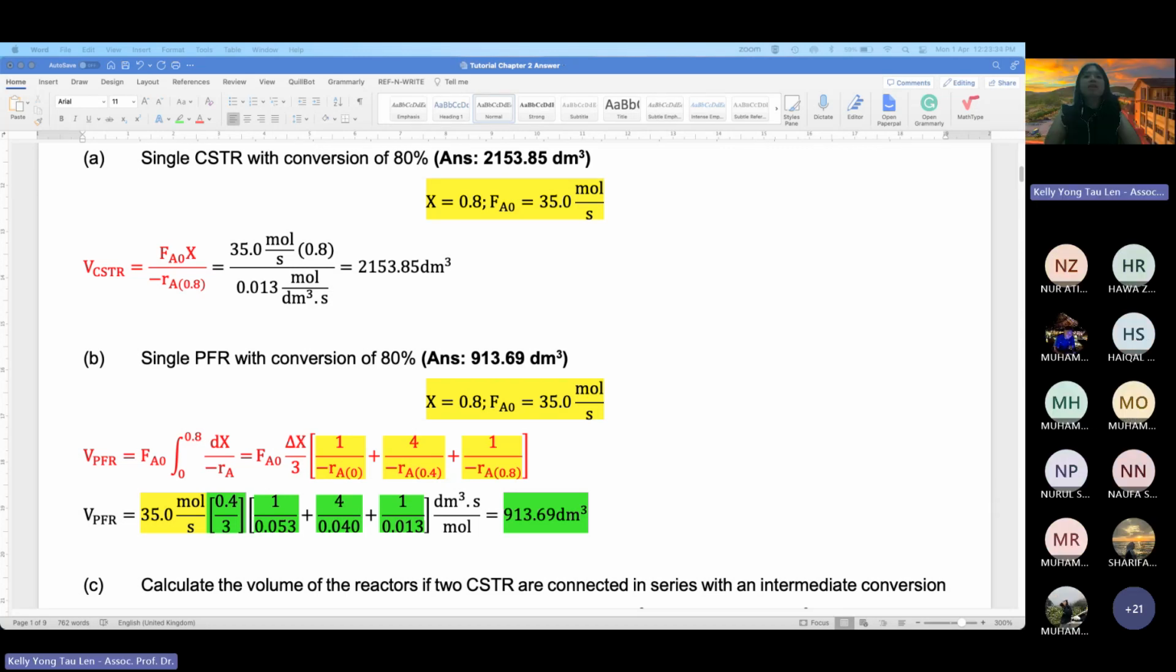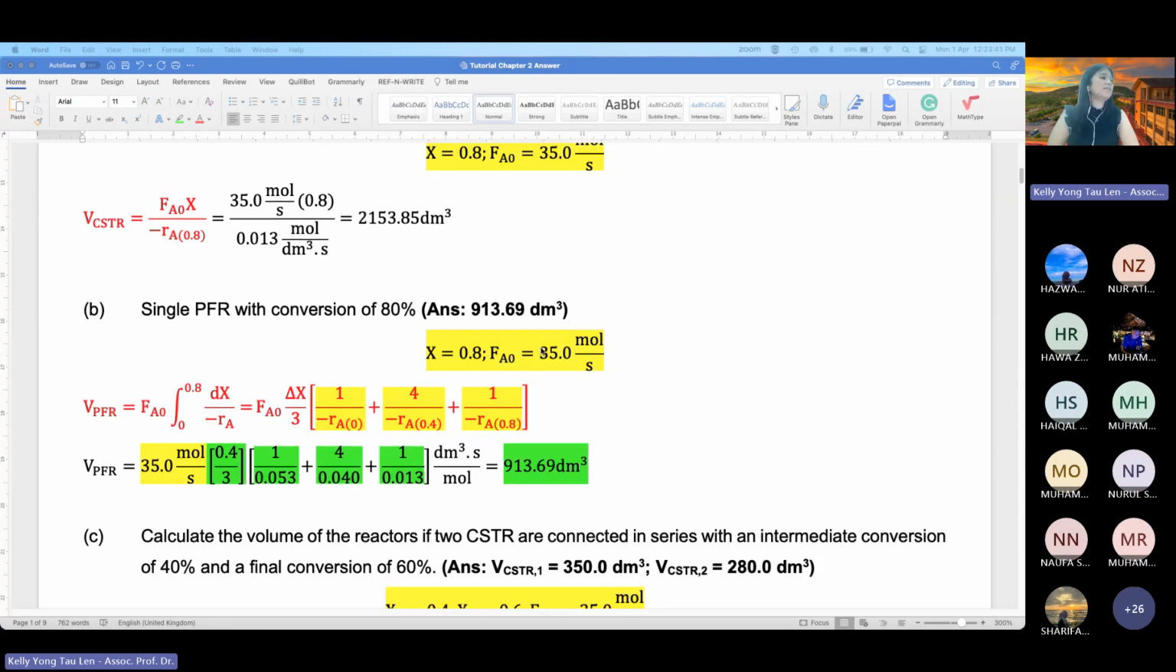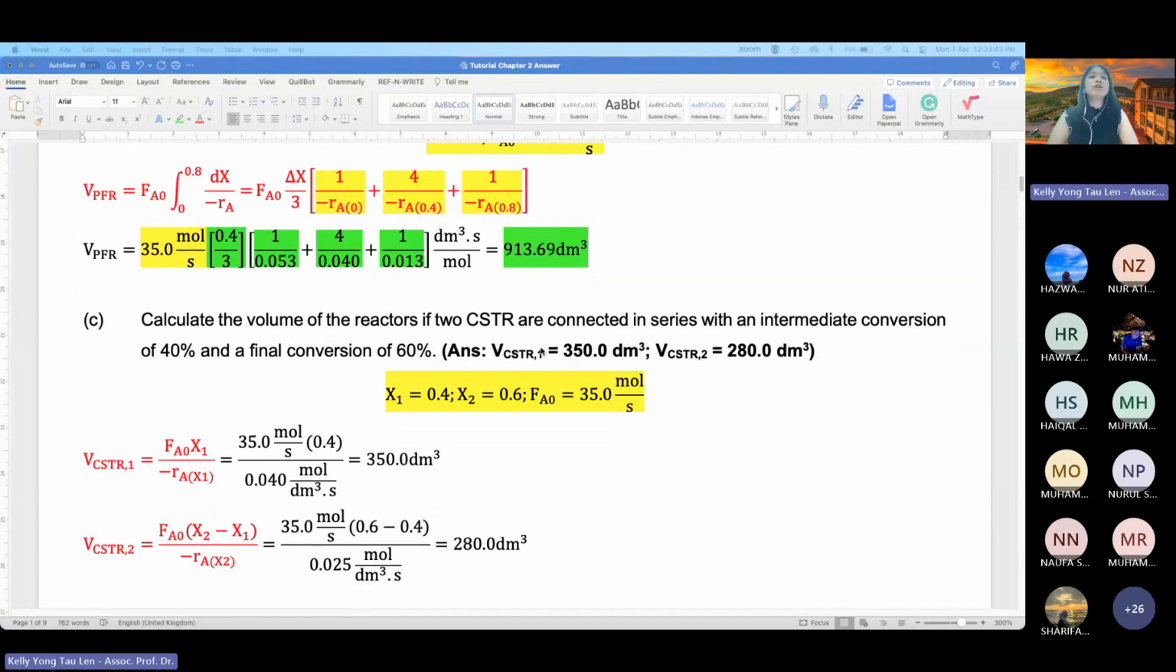Okay, right? So hopefully you are okay with question A and B. So it's quite an easy question, all right? So let us go to question C. Okay, so now question C, we already go into reactors in series.